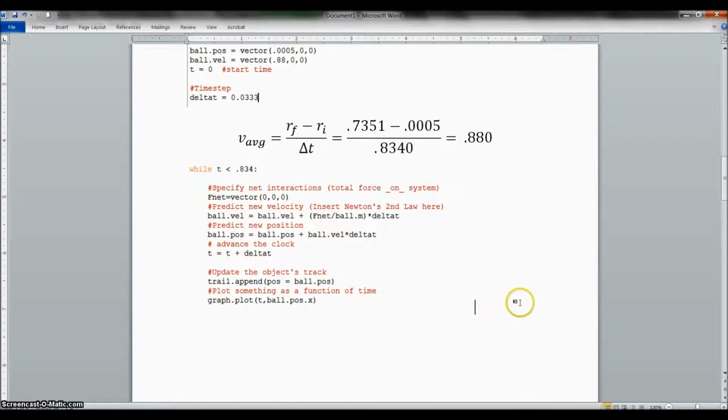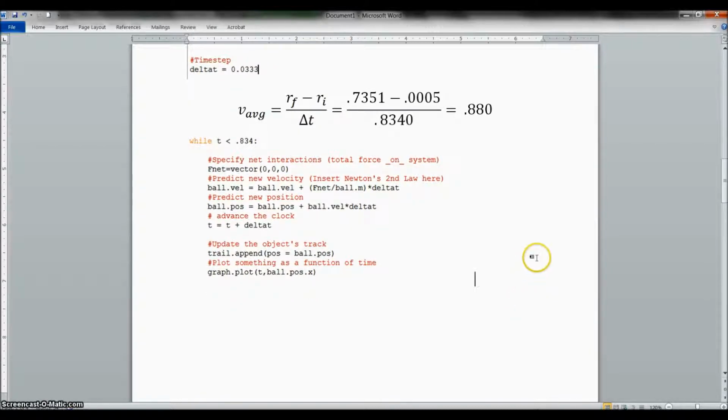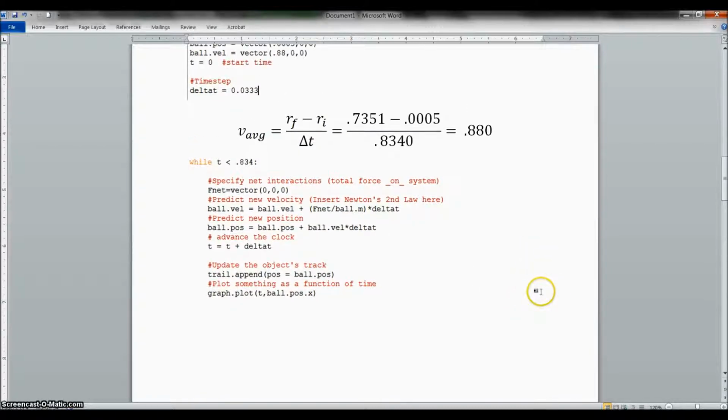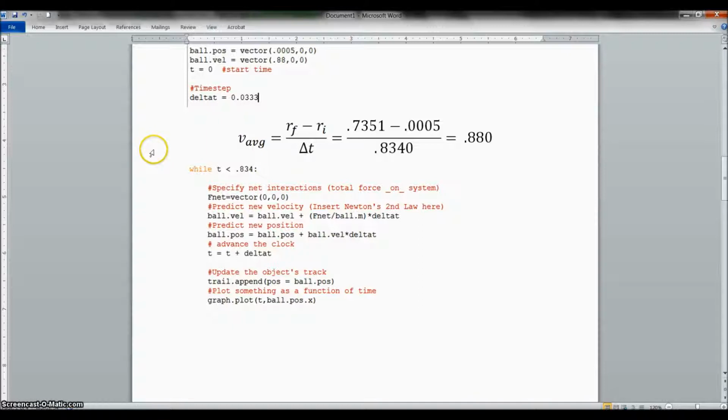To calculate this, I ran a while loop that steps the time forward by 0.0333, which is about 1/30th of a second, the time elapsed between point mass measurements in Tracker. In this system, there's no net force because all forces cancel out. And I used Newton's second law to calculate the new velocity of the puck each time.